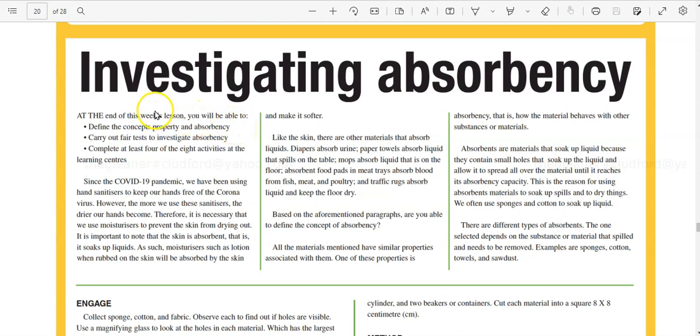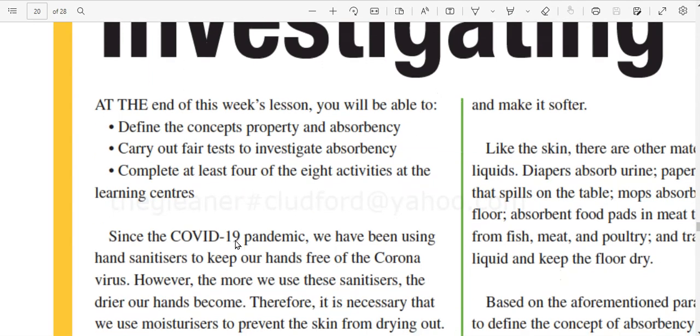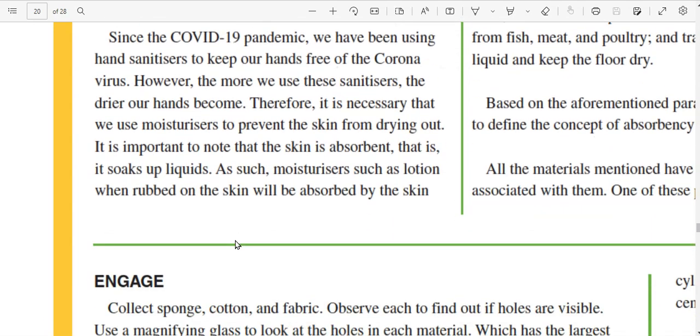In this episode, we're looking at investigating absorbency. At the end of this week's lesson, you will be able to define the concept, property, and absorbency, carry out fair tests to investigate absorbency, and complete at least 4 of the 8 activities at the learning centers.